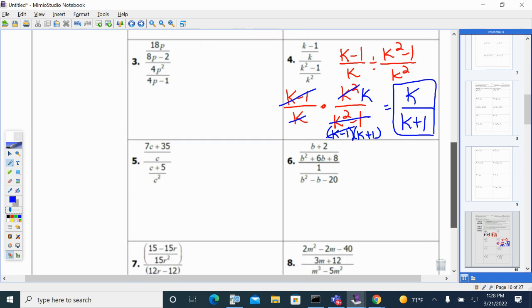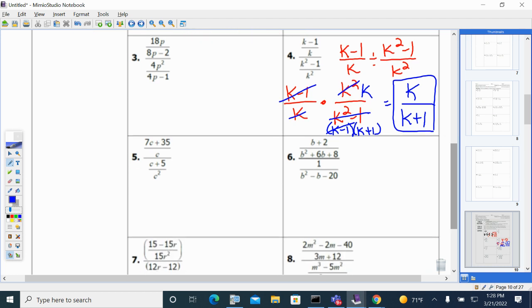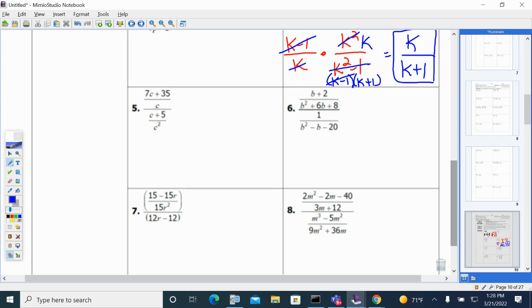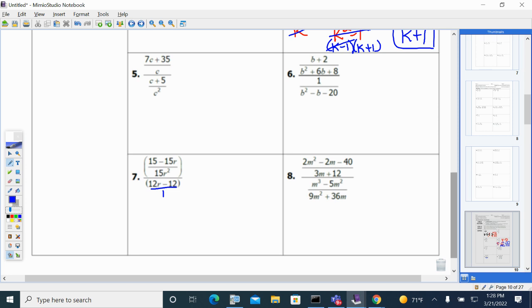Let's look at number 7. Number 7, we've got a fraction in the numerator, 15 minus 15r divided by 15r squared, which is being divided by 12r minus 12. So your denominator here is not really a fraction, but I'm going to make it a fraction by putting it over 1. And again, we're going to rewrite that as 15 minus 15r divided by your 15r squared, and that's being divided by your 12r minus 12, but again, we'll keep that over 1.